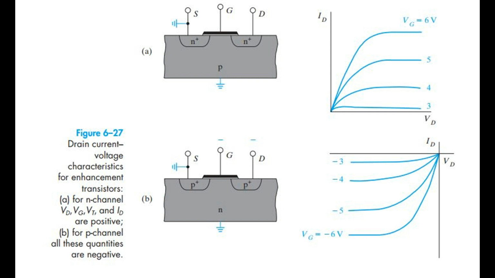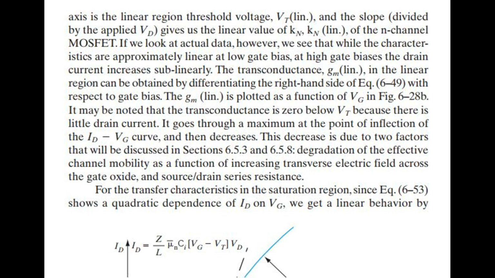If we look at actual data, however, we see that while the characteristics are approximately linear at low gate bias, at high gate biases the drain current increases sublinearly. The transconductance, Gm,lin, in the linear region can be obtained by differentiating the right-hand side of EQ 6.49 with respect to gate bias. The Gm,lin is plotted as a function of Vg in Fig 6.28b. It may be noted that the transconductance is zero below threshold voltage because there is little drain current. It goes through a maximum at the point of inflection of the ID-Vg curve, and then decreases.